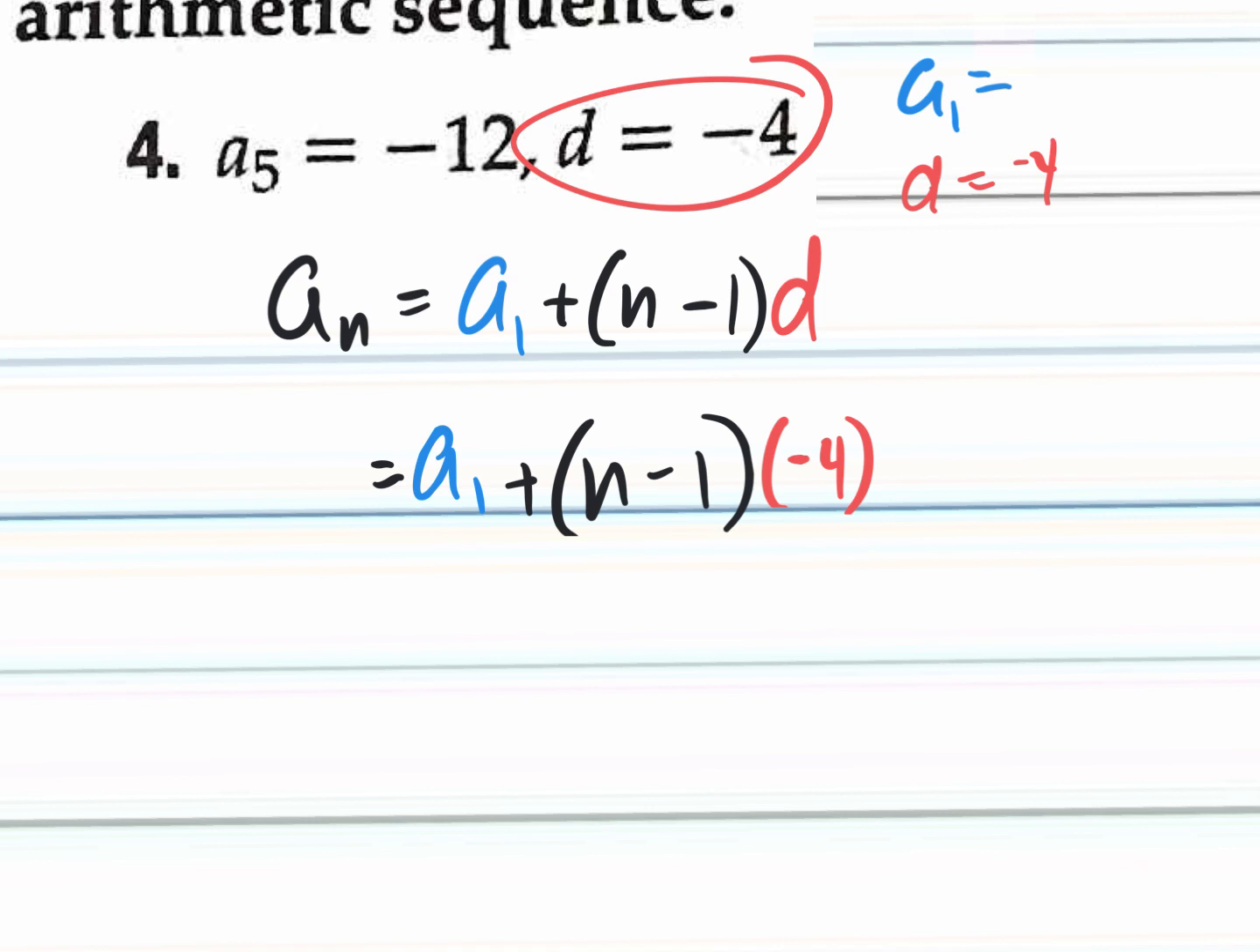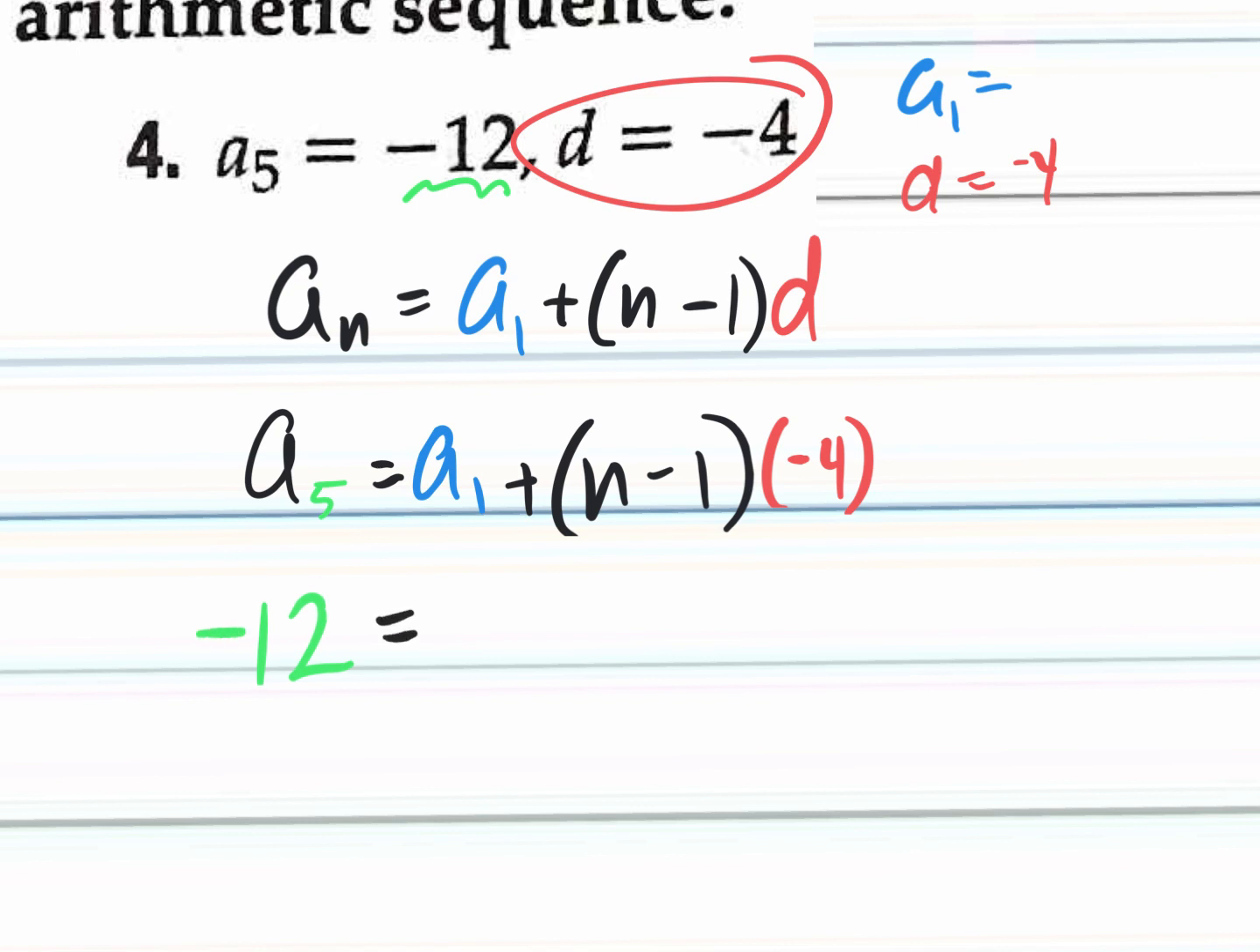They give us the fifth number on our list, and a sub n could be any number on our list, and they give us the fifth number on our list. So I'm going to write a sub 5, okay? But the thing is, we already know what a sub 5 actually is. A sub 5 is really negative 12. So that a sub 5, I'm going to replace it with a negative 12.